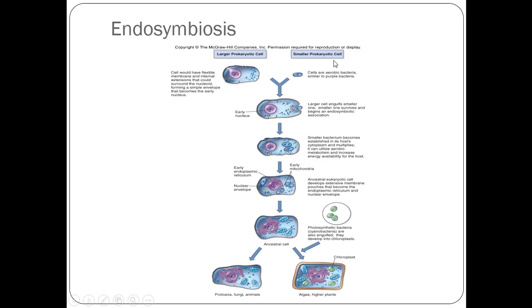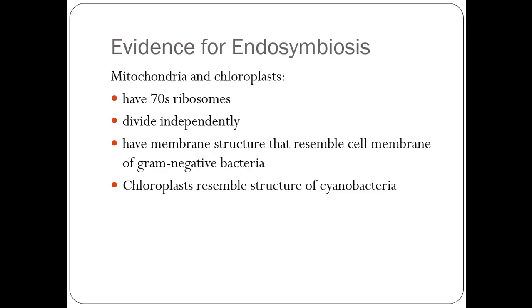So we have a larger prokaryotic cell and a smaller prokaryotic cell coming together and forming one higher functioning cell. And there's some different evidence for this in the fact that the mitochondria and the chloroplast have 70S ribosomes. They divide independently within the cell, which is interesting. They have a membrane structure. So if you remember, those mitochondria have that double sort of inner membrane and outer membrane by themselves. So that's sort of one reason why they're believed to have lived independently at one point. They resemble a cell membrane of gram-negative bacteria, and the chloroplast resemble a structure of cyanobacteria.